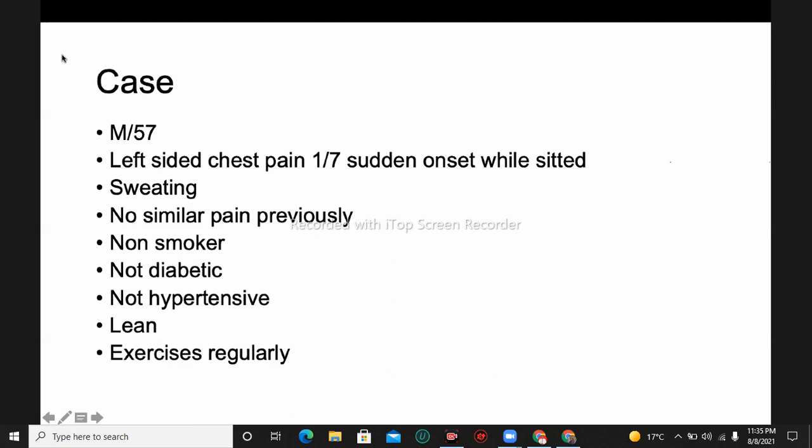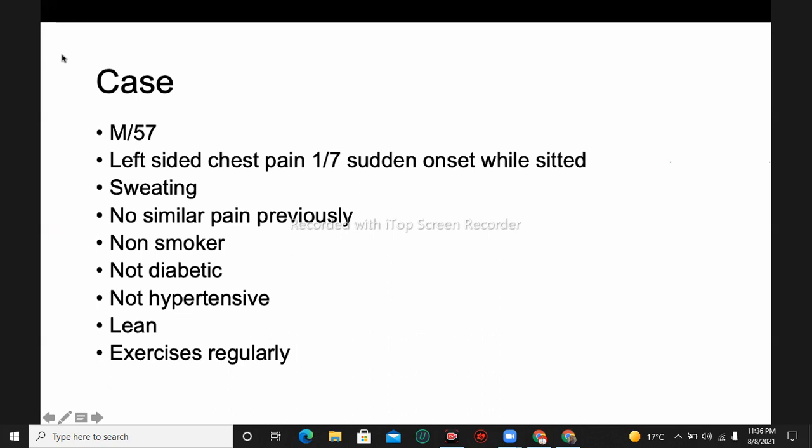This is a patient we had a couple of years ago, a 57-year-old male who presented with left-sided chest pain for a day, less than 24 hours of sudden onset. And according to him, it was while he was seated. This pain was on the left side, radiating to the left arm, to the left jaw as well. And it was unprovoked. And this was the first time he had had such severe pain. It was associated with sweating.